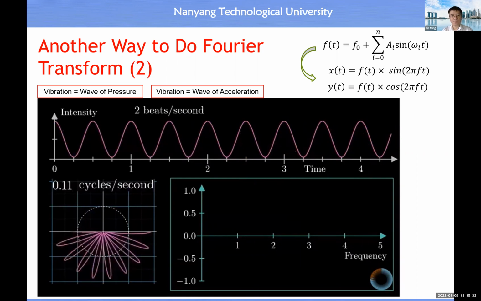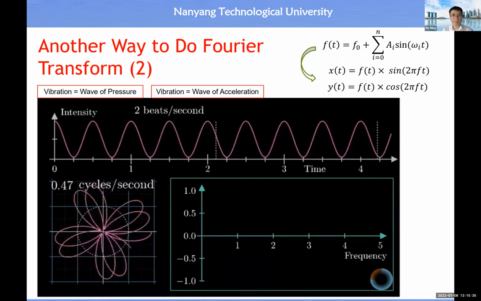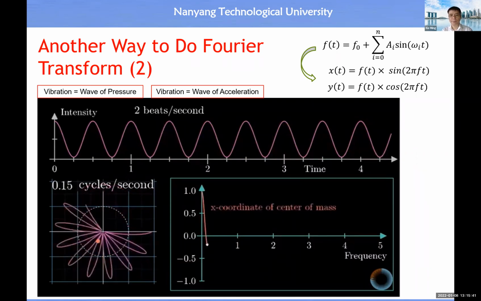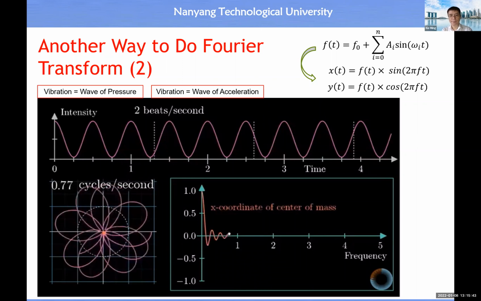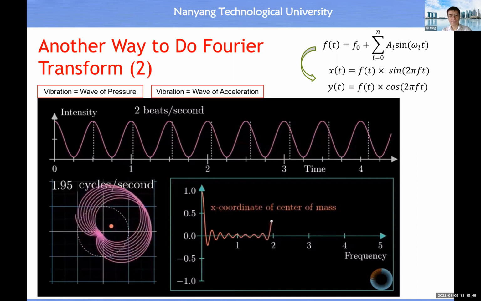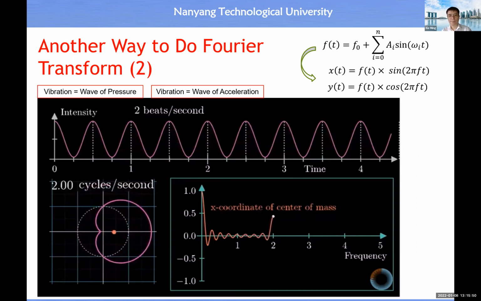Wind it around a circle. Imagine different potential winding frequencies, and as you do that, keep track of where the center of mass of that graph is, and then plot the x-coordinate of that center of mass as you adjust the winding frequency. Just like before, we get a spike when the winding frequency is the same as the signal frequency, which in this case is when it equals 2 cycles per second.